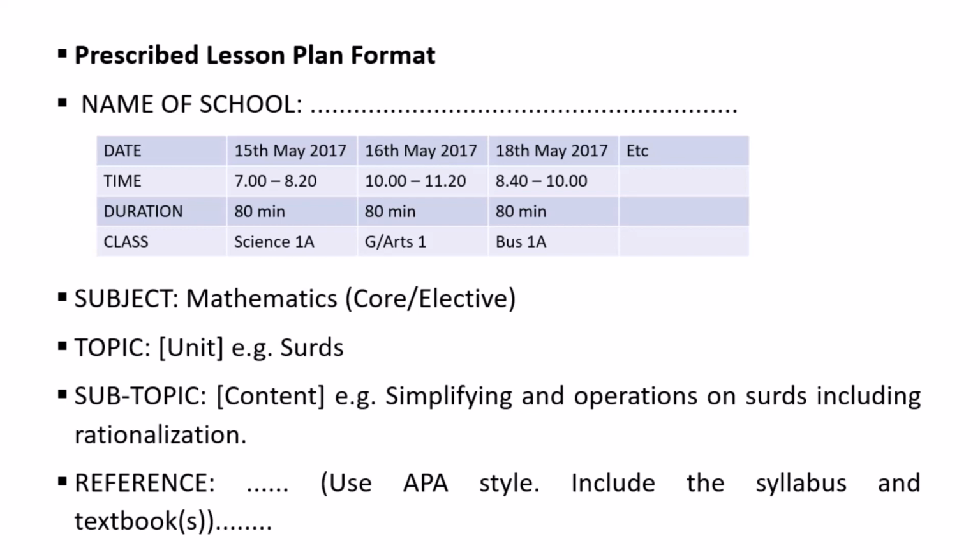Then we have the subjects, core mathematics or elective mathematics. Then you come to your topic, which we sometimes call unit, and in this case our topic is surds. Then our subtopic, which is our content, will be simplifying and operations on surds, including rationalization. Then you have your references. You use the APA style, including the syllabus and the textbook.